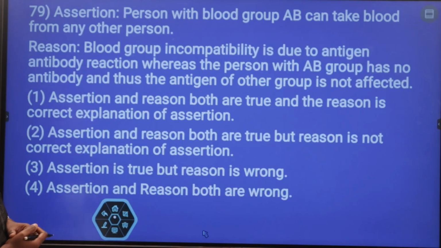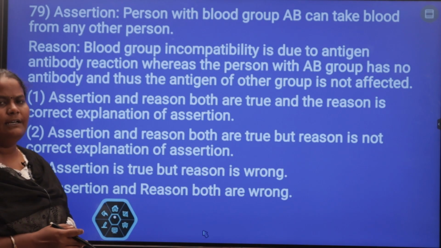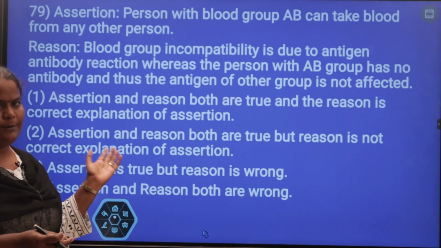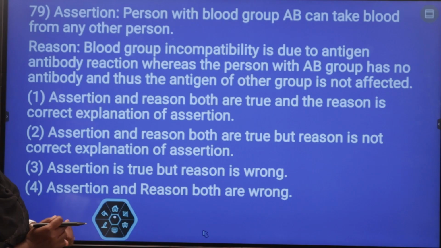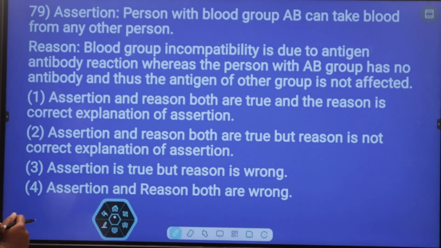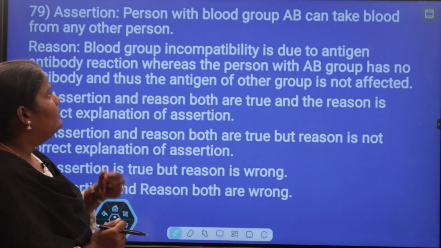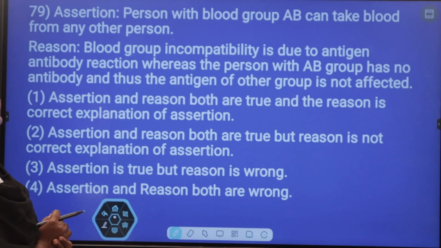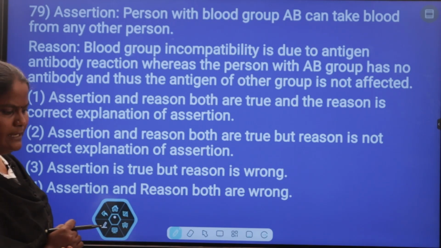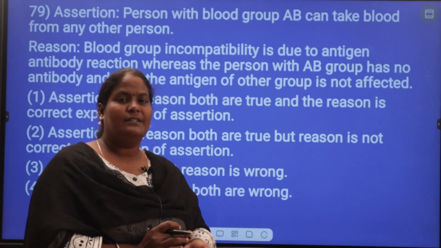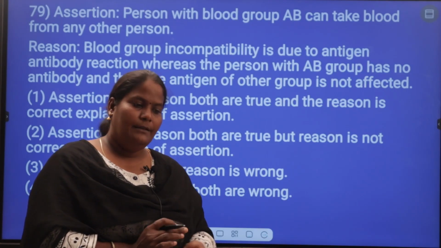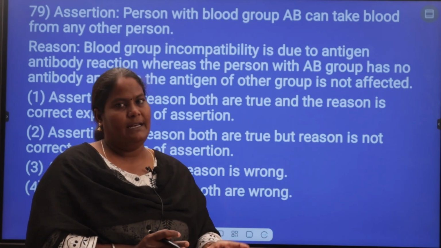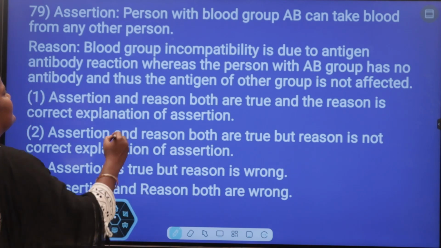Next one, 79, assertion reason regarding the multiple alleles, ABO blood grouping system. Assertion: a person with blood group AB can take blood from any other person. Yes, they are the universal recipients. AB blood group can receive blood from any other blood groups: A, B, O and AB. So, yes, of course, the statement is right.